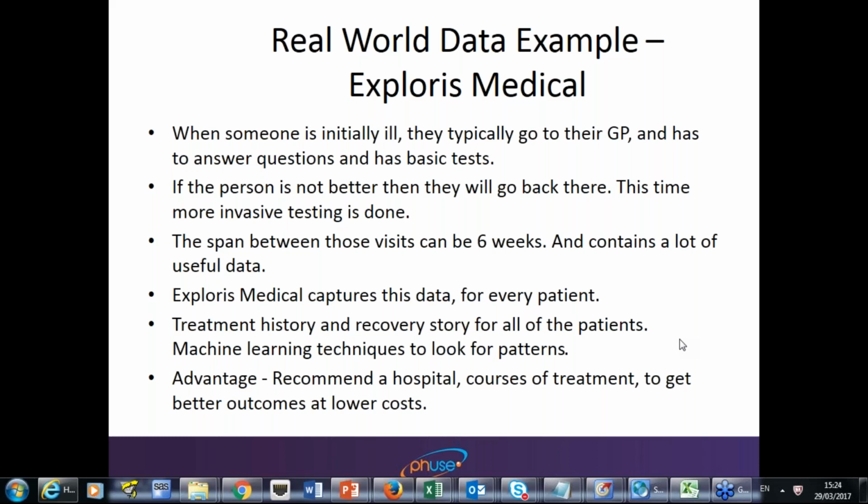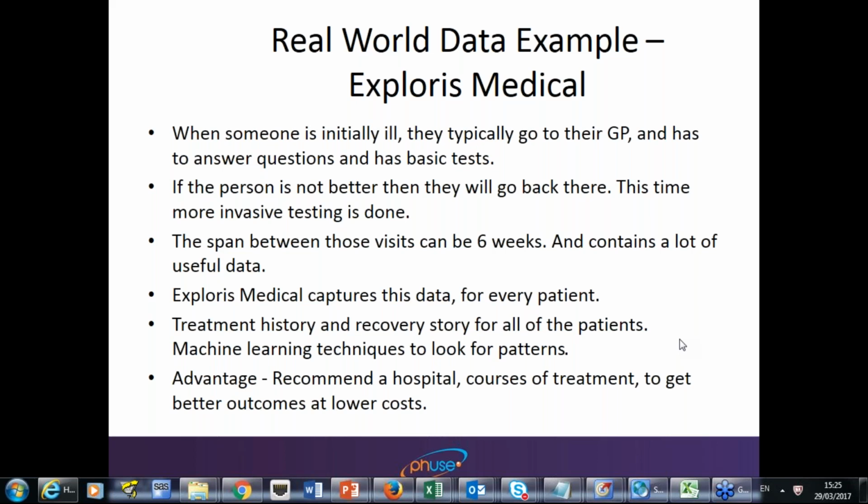So now, after you go to the GP the first time, what happens if you don't get better? You probably would go back to your GP, or you will go to the hospital. When you go back the second time, more invasive testing is probably done. So you might get your blood drawn, you may get a CT scan. And the span between those two visits can be 6 weeks. But this is the key point that I want you to understand.